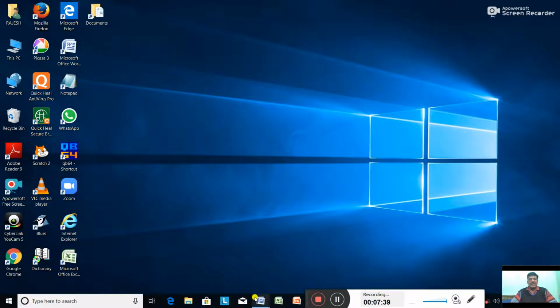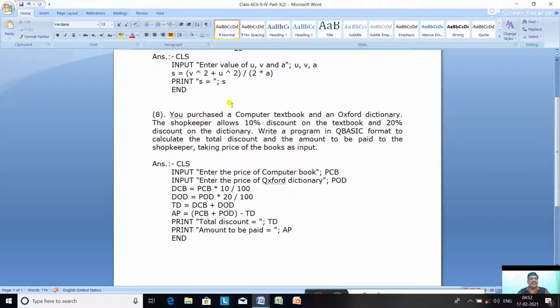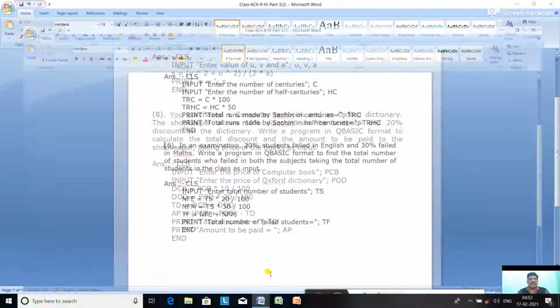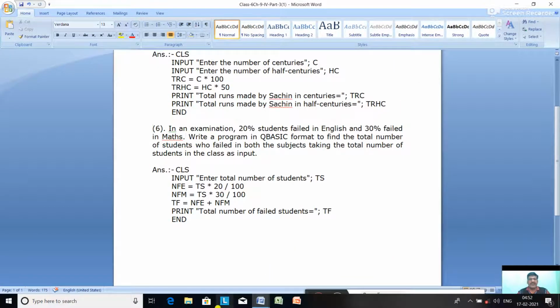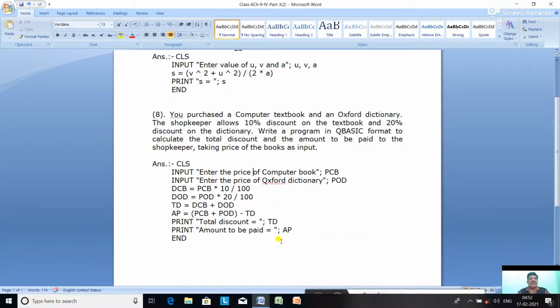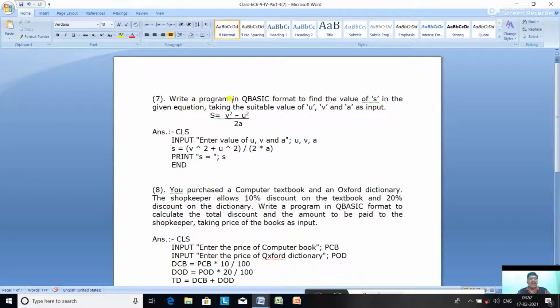Now let us see programming question number 7. Write a program in QBasic format to find the value of S in the given equation, taking suitable values of U, V and A as input. We have to input the values of U, V and A, and S equals V square minus U square by 2A. 2A means 2 into A.